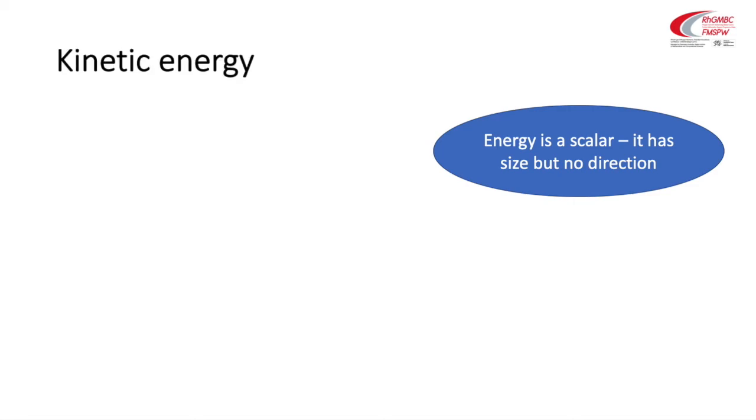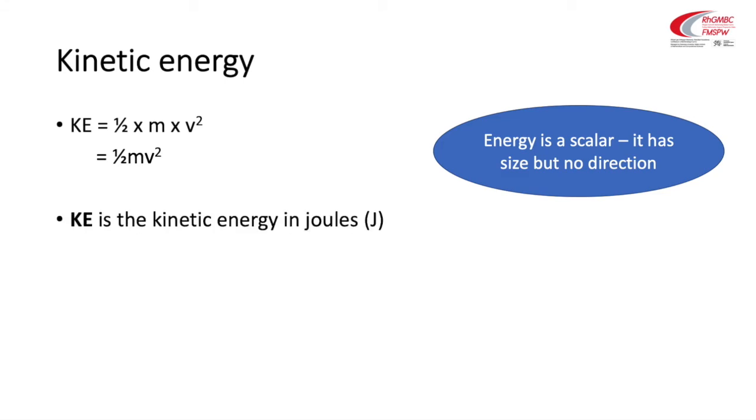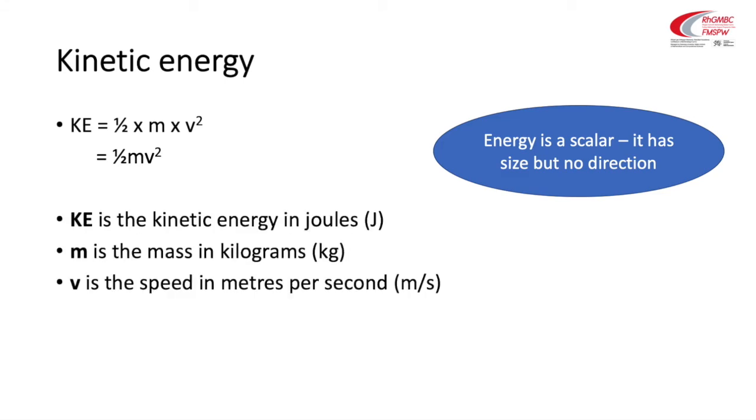Kinetic energy, or motion energy, is equal to half times the mass times the velocity squared, or half mv squared. E is the kinetic energy in joules, mass in kilograms, v, the velocity or speed, is in metres per second. And that's the end of these prerequisites. So you can go on to the first Unit 3 video now.